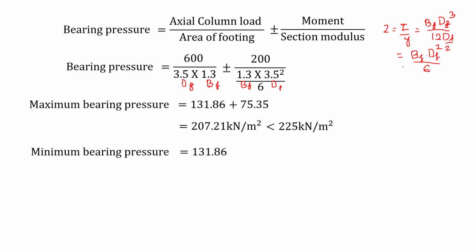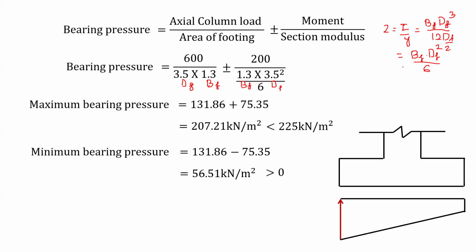And then minimum bearing pressure: 131.86 minus 75.35, once plus another minus 56.51 kilonewton per meter square, and now greater than 0. So whole base is in compression. Now you can draw this diagram.